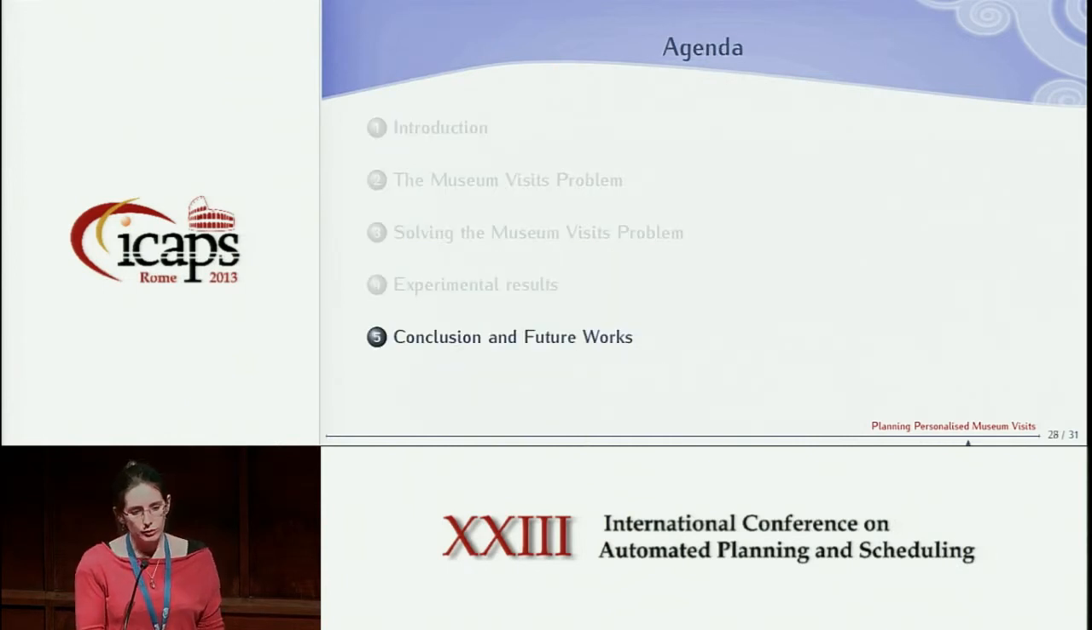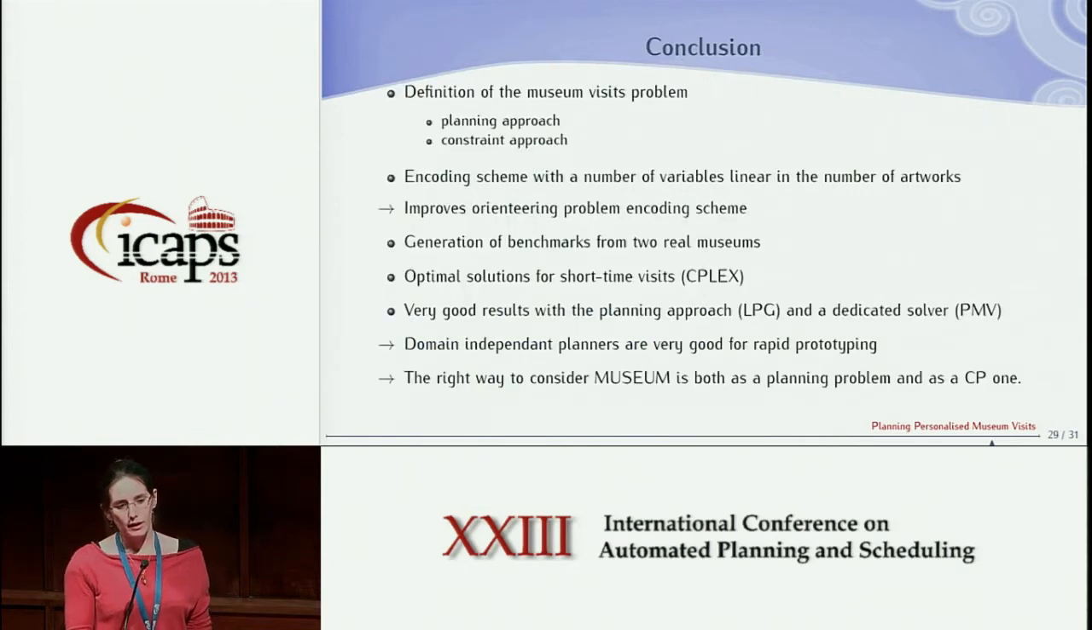So I will now conclude on this work. We have defined the museum visit problem and given two approaches, a planning one and a constraints one. We have improved the encoding scheme. The one that was used before for museums was quadratic in the number of artworks, and we have improved it. So now the encoding on the constraint side is linear in the number of artworks. We have generated a set of benchmarks for real museums.